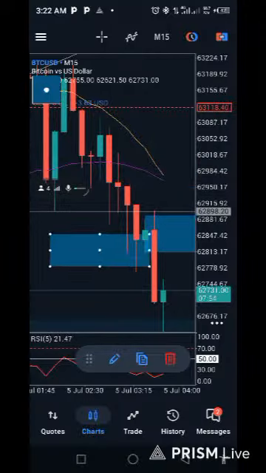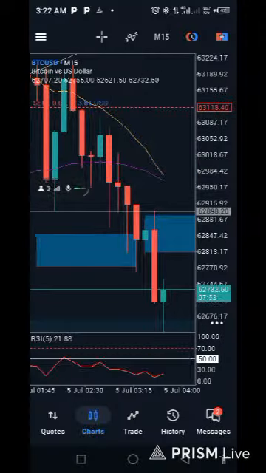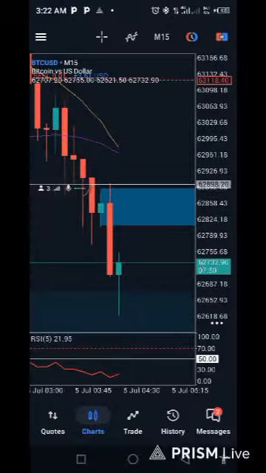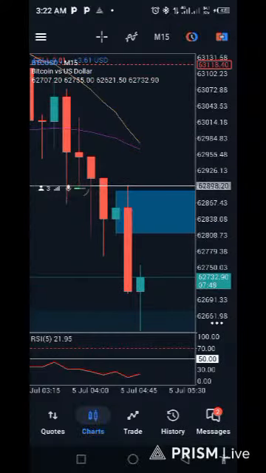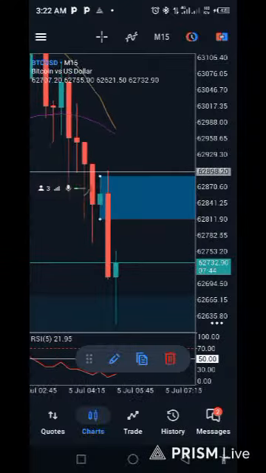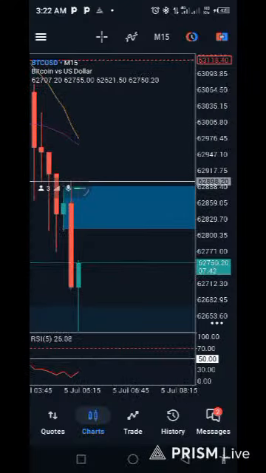Then we are waiting for it now to create a fair value gap here. That's what I'm expecting it to do, to create a fair value gap here. Let's watch. Just 7 minutes from now.